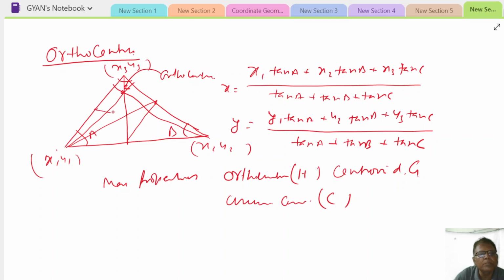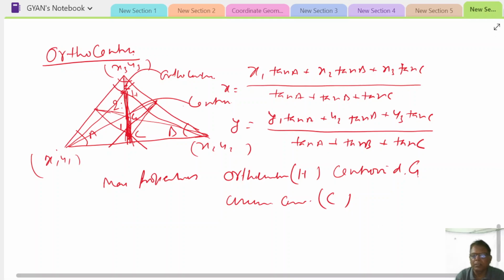This is a middle point. This one is a middle point. This is the middle point of this one, and this is the middle point of this one. So from here to here is a middle point. So this is the centroid. And what is the circumcenter? The perpendicular bisector. So perpendicular bisector of this one, of this one, and of this one. So this one is H, G, C. So HGC is always in a straight line, and G will also cut HC in the ratio 2:1.